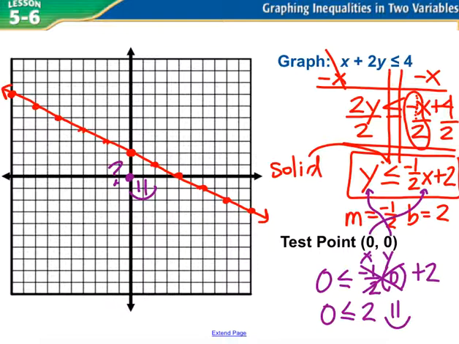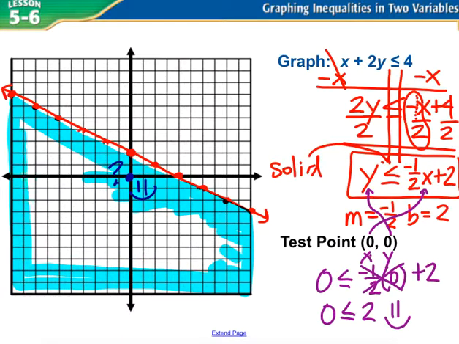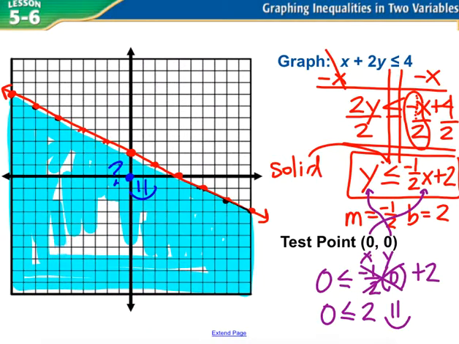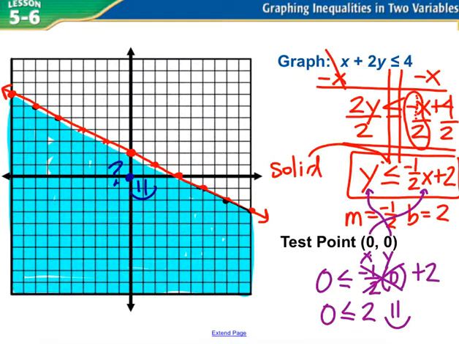Let's go blue. So let's start shading. All of this becomes part of my answer. Shade it in. Awesome. So the solution lies on the line. The solution lies everything below the line.